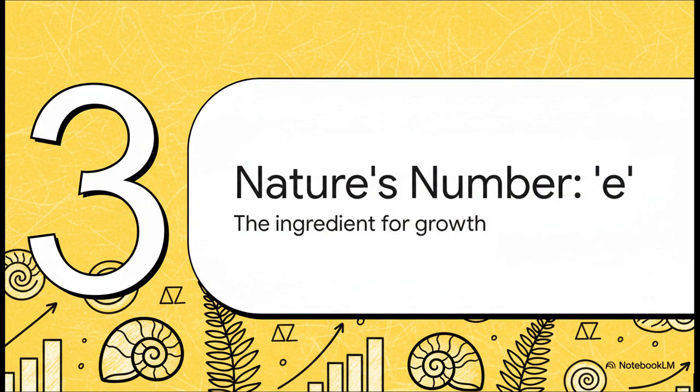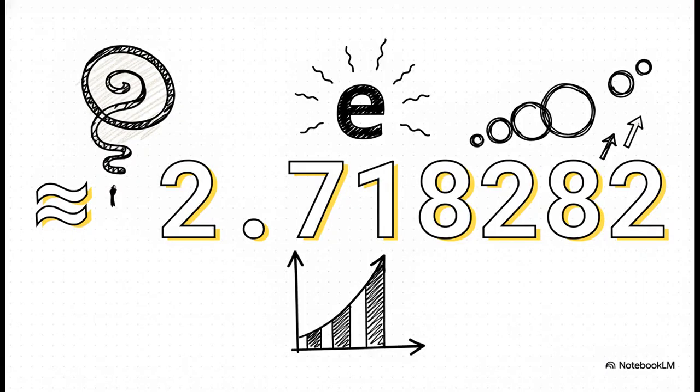So this all builds up to a very, very special number. It's a number that seems to be hardwired into the universe, showing up everywhere from the spirals of a galaxy to the interest on your bank account. It's kind of like nature's secret ingredient for growth. It's called e, and it's an irrational number, which just means its decimals go on forever without repeating. It's about 2.718. The mathematician Leonhard Euler did a lot of work with it, and it turns out to be the absolute perfect base for describing any process that grows continuously without stopping.